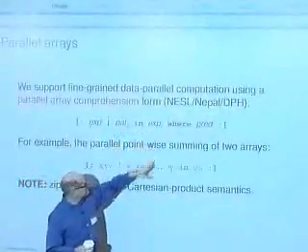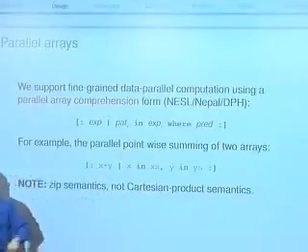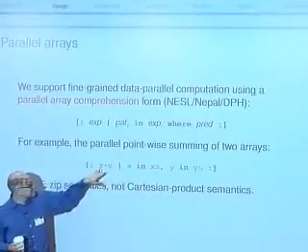And so the key here is that you have some xs or ys, which is an array, and for every element in these arrays, you're going to add those two together, and you'll get a new array that's the sum. And this is a zip semantics, not Cartesian product semantics.